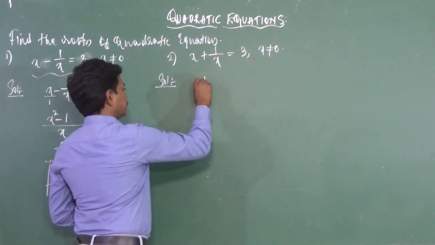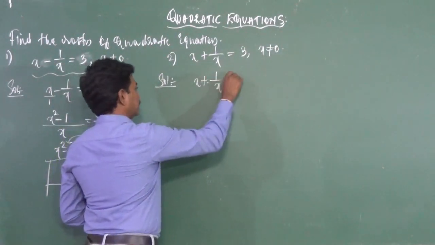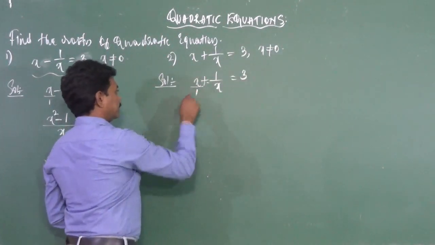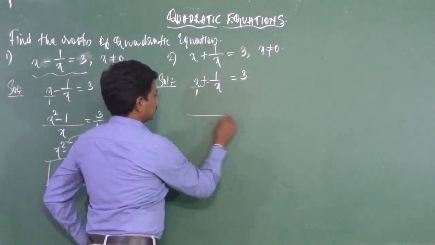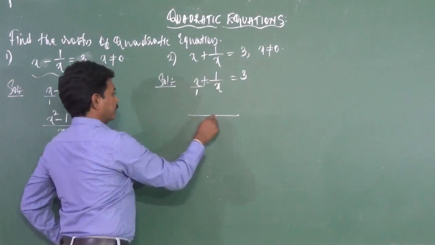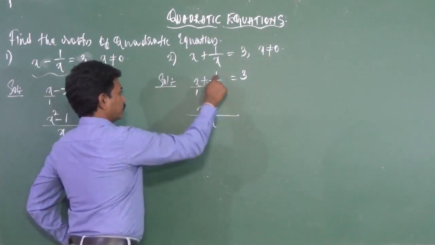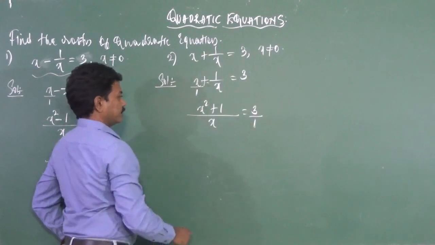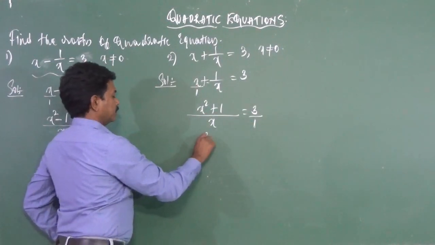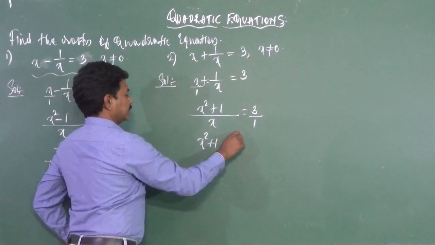So x plus 1 by x is equal to 3. We can take the LCM for 1 and x. So the LCM is x. x by 1 into x is x square, plus 1 by x into x is 1, is equal to 3 by 1. So we can go with cross multiplication. So x square plus 1 is equal to 3 into x, which is 3x.